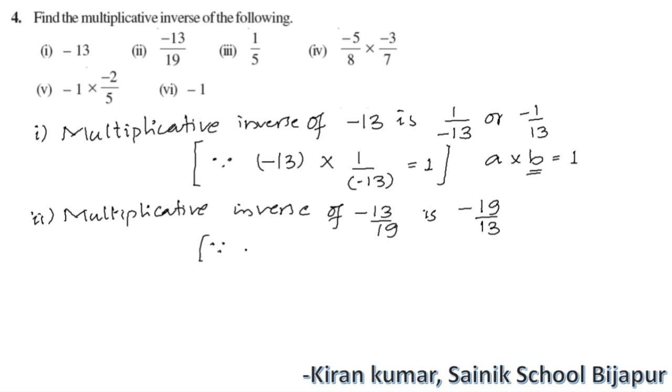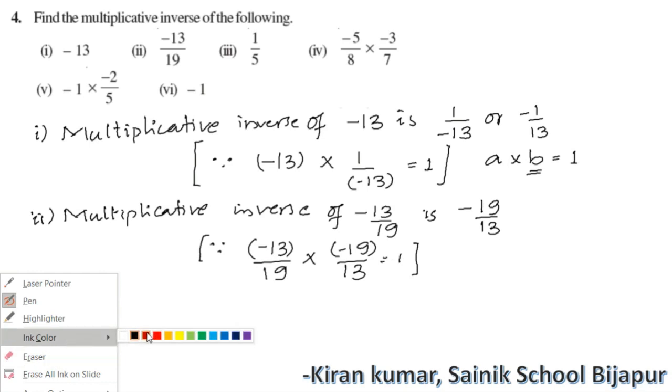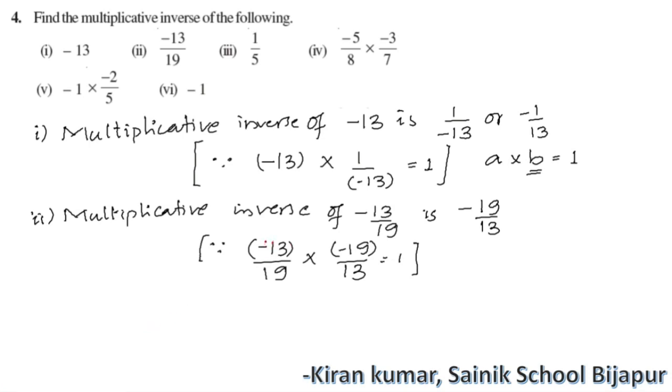The reason is when negative 13 by 19 is multiplied with negative 19 by 13, we get the product as 1, because this minus and minus, the product is positive. 13 and 13 get cancelled, 19 and 19 get cancelled, we get the product equal to 1.